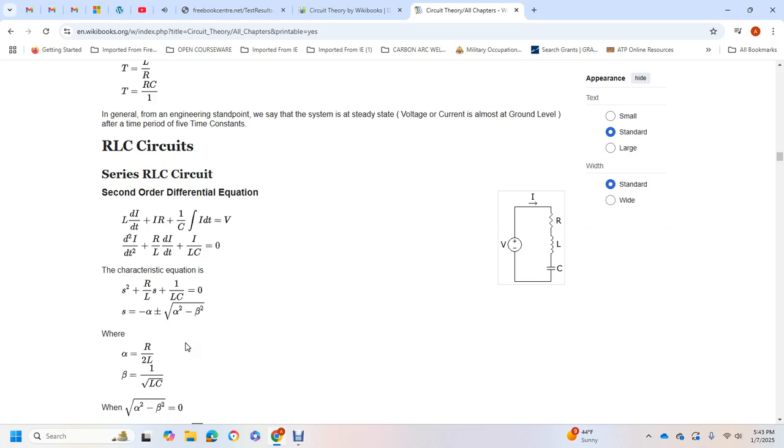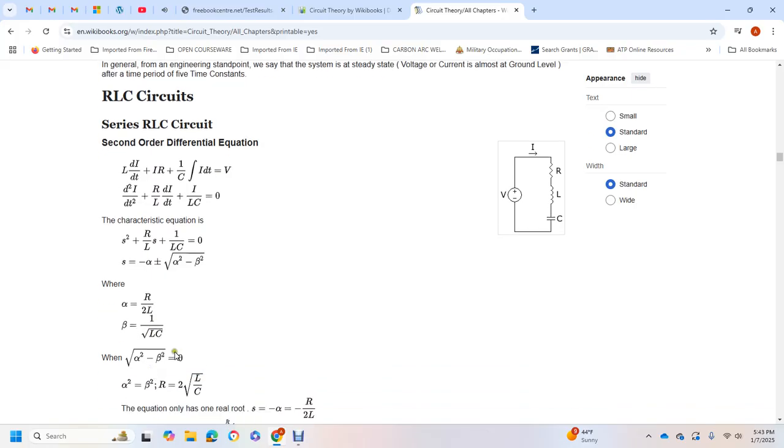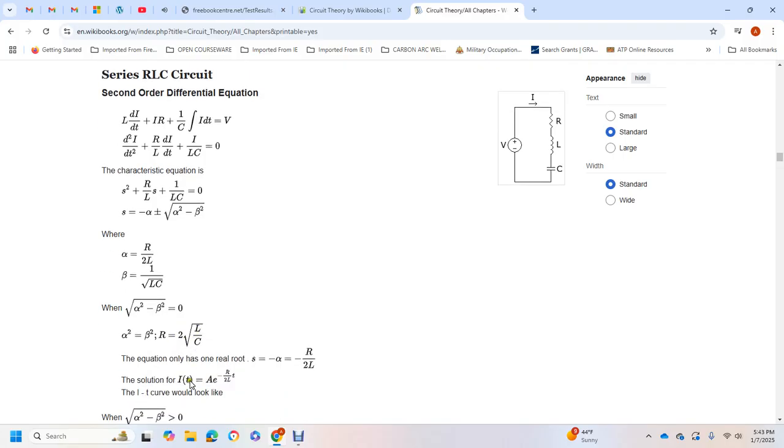The roots are s equals negative alpha plus or minus the square root of alpha squared minus beta squared, where alpha equals R over 2L and beta equals 1 over the square root of LC. When alpha squared minus beta squared is 0, alpha equals beta, and R equals 2 times the square root of L over C. The equation has only one real root, s equals negative alpha, which is negative R over 2L. The solution is i of t equals A times e to the power of negative R over 2L times t.